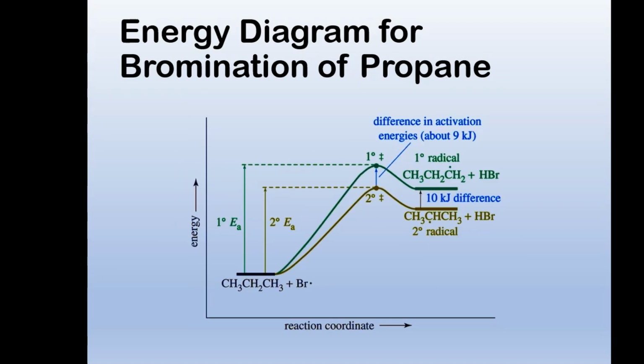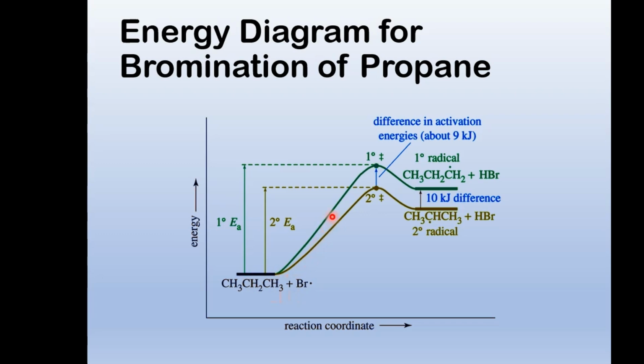So here's the energy diagram for the bromination of propane. And we still see the same thing that we just learned. We learned that a secondary radical is more stable than a primary radical. And so it makes sense we're going to form more of this. Why is bromination more selective? Well, here we have a bigger energy difference.